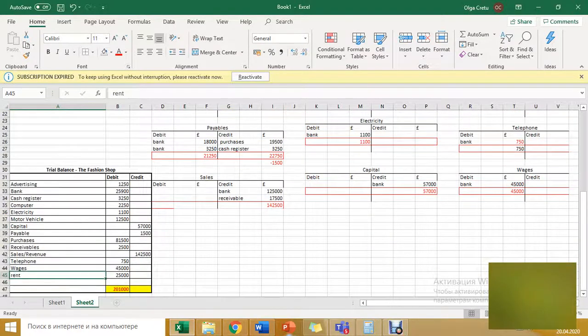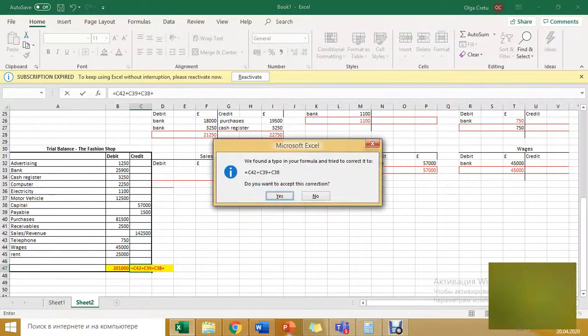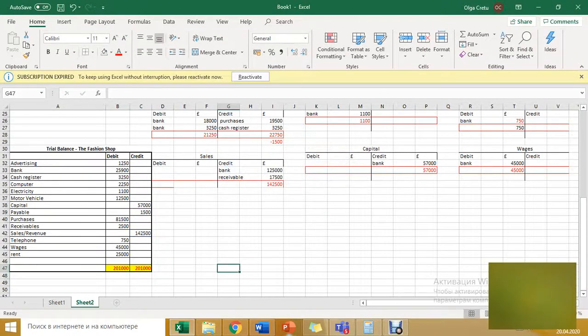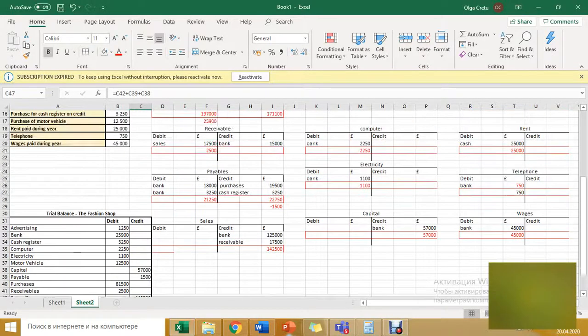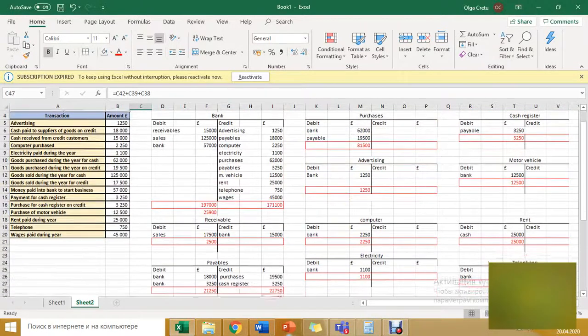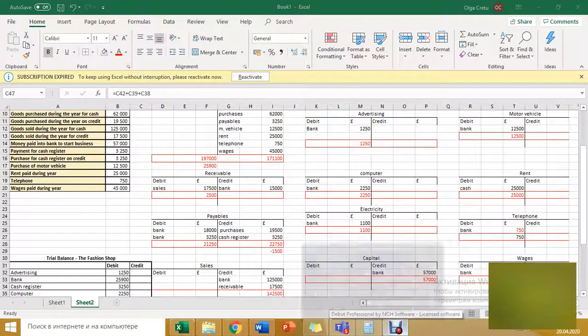And then for the credit transactions, let's see if everything is accordingly. Yeah, so we can see that our debit is equal to credit, which means that we have no mistakes in our T account, and we are pretty much okay with it.